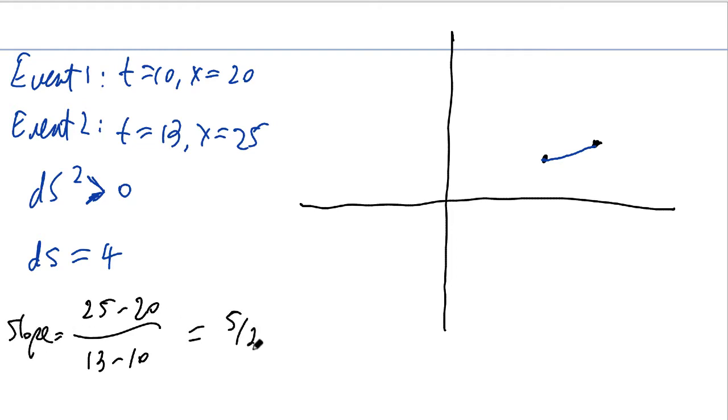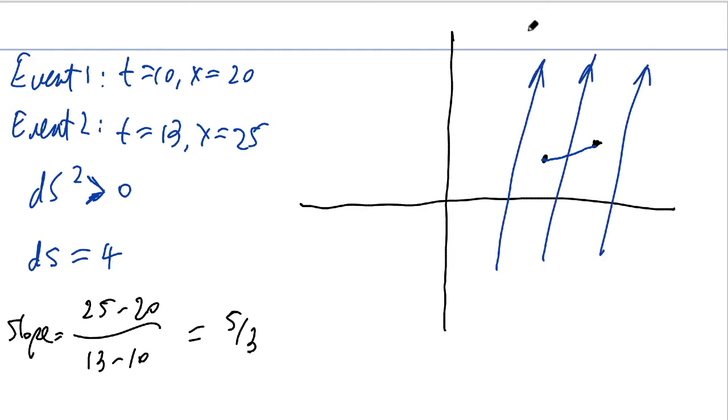That's 5/3. So the answer is any observer moving along a world line in this diagram with slope 3/5, the inverse of this, will see those events as simultaneous. So all of these observers have slope 3/5, and they all see these two events as occurring at the same time, separated by 4 meters.